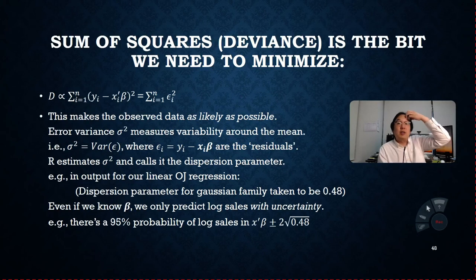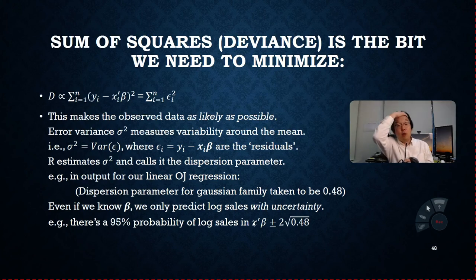Sum of squares, or deviance, is the bit we need to minimize. Deviance should be proportional to the summation of (y minus x beta) squared, which is epsilon squared, right? And this makes the observed data as likely as possible. Error variance, sigma squared, measures the variability around the mean, and sigma squared should be the variance of epsilon, where the epsilons are the residuals. R estimates sigma squared and calls it the dispersion parameter. For example, in our output for the linear OJ regressions, the dispersion parameter for the Gaussian family is taken to be 0.48.